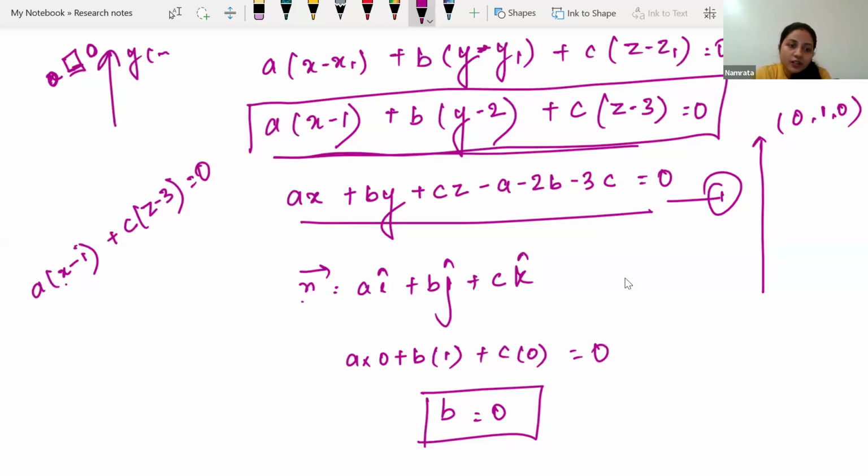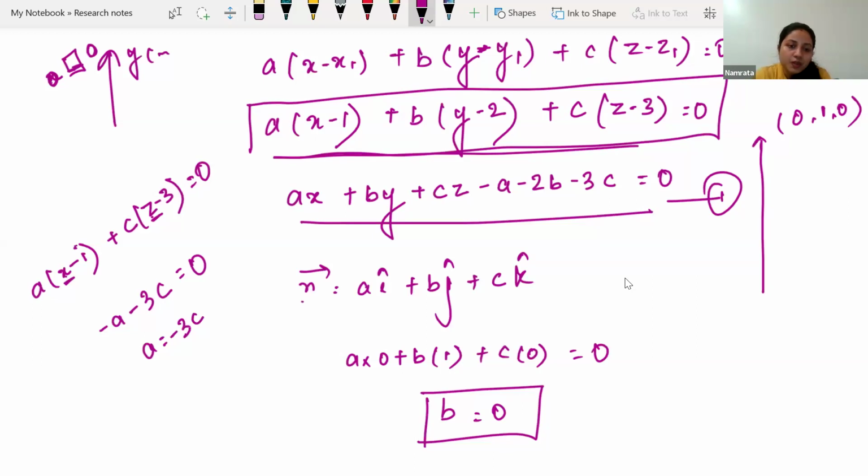So x coordinate will be 0, z coordinate will be 0. So what are we getting here? We are getting minus a minus, if this is 0 and that is also 0, so still we are getting minus a minus 3c is equal to 0. We can say a is equal to negative 3c.